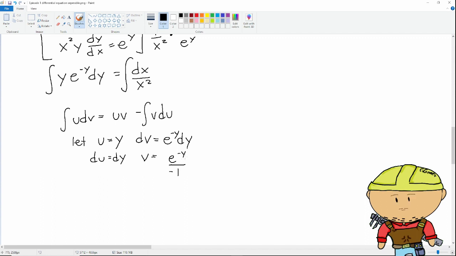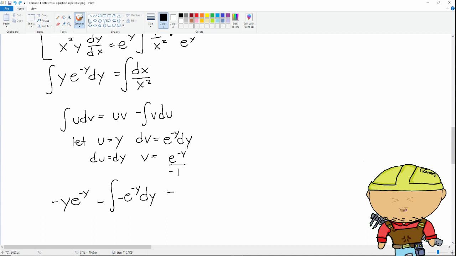Divided by negative 1. Okay, what's next? We substitute those values. So the left side will become y multiplied by e raised to negative y divided by negative 1, which becomes negative, minus the integral of v du, meaning negative e raised to negative y, the v, and du dy. Okay, this one, v du. That's the whole left side using integration by parts.